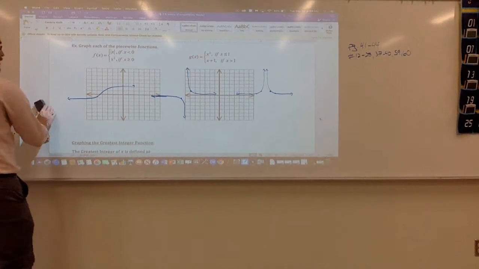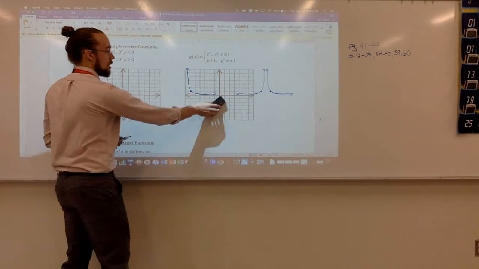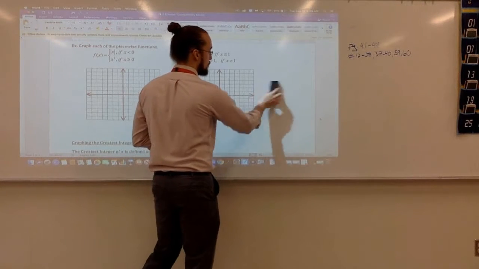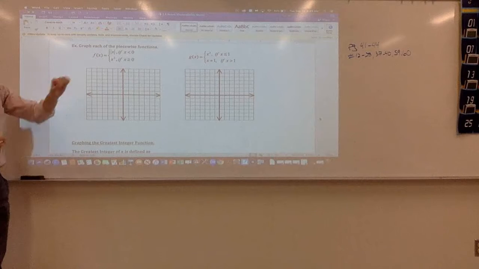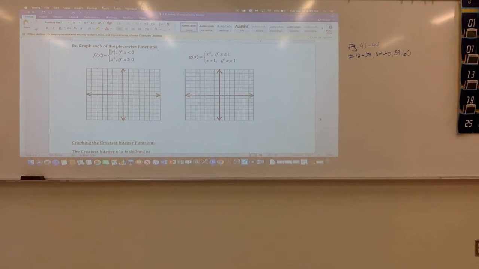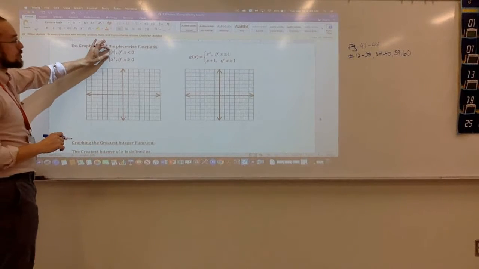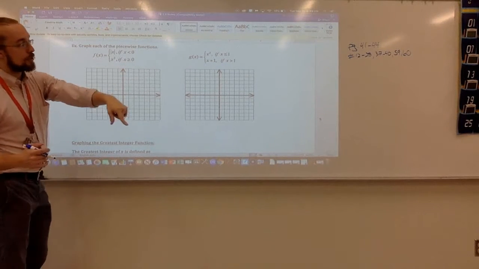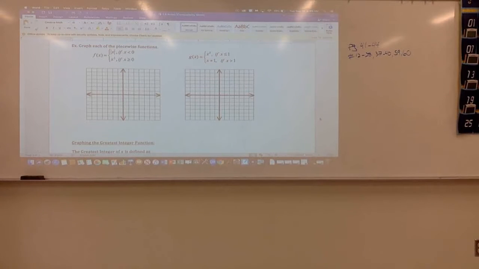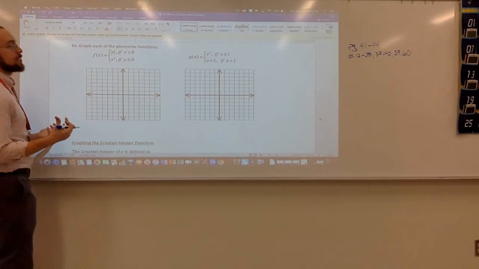On the back, we have a few examples of piecewise functions. Piecewise functions are just graphs or functions that are defined by multiple pieces. So in this first example, if I want to graph this, I've got 2 different pieces. It says this function is the absolute value of x when x is less than 0, but it's x squared if x is greater than or equal to 0. So let's break this down piece by piece.